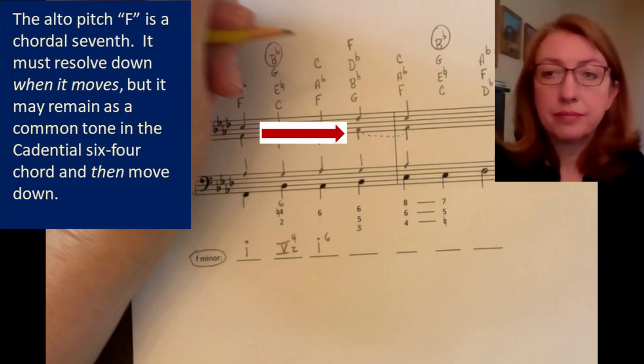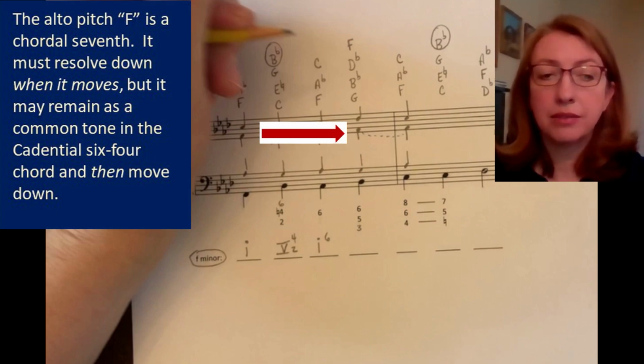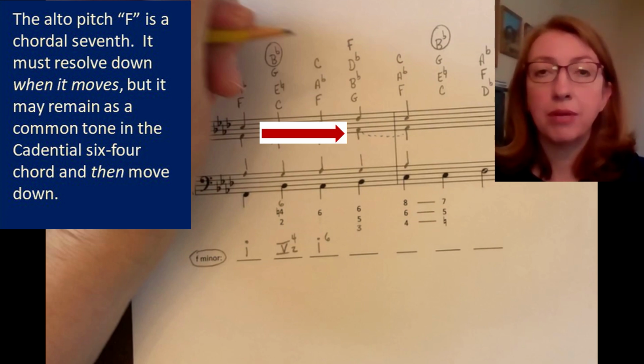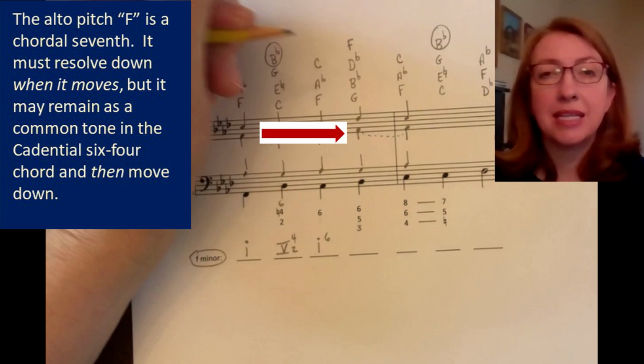Now, let's take a moment to reflect here. When we have a chordal seventh, as we did in the fourth chord, that chordal seventh needs to resolve down, but the key point here is it needs to resolve down when it moves. You are absolutely allowed to keep that chordal seventh as a common tone into this cadential 6-4 chord.